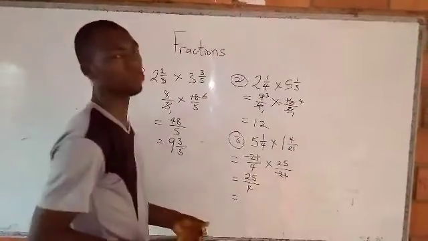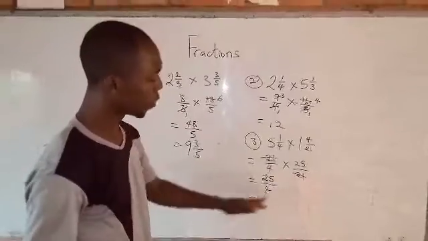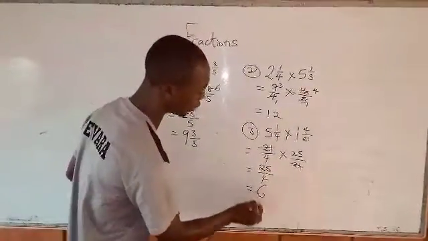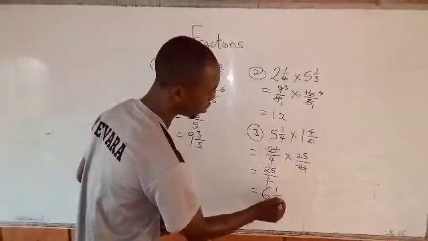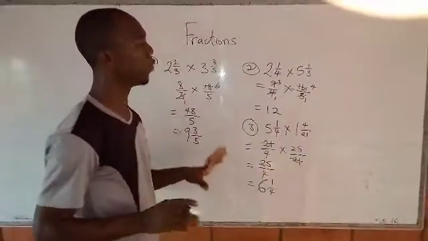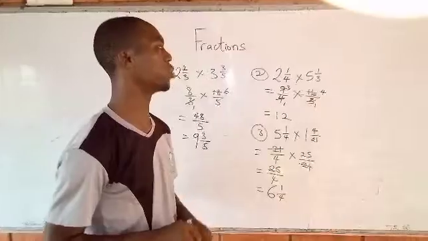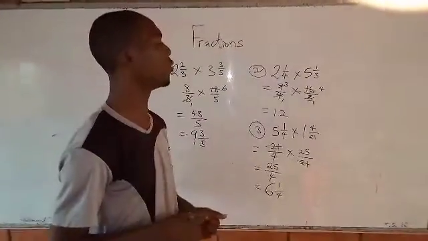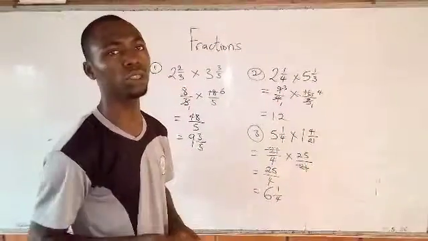So we change this to a mixed number. 4 in 25 is 6, with a remainder of 1 over 4. So this is this for multiplication of fractions. In the next lesson, we are going to take some questions on division of fractions.